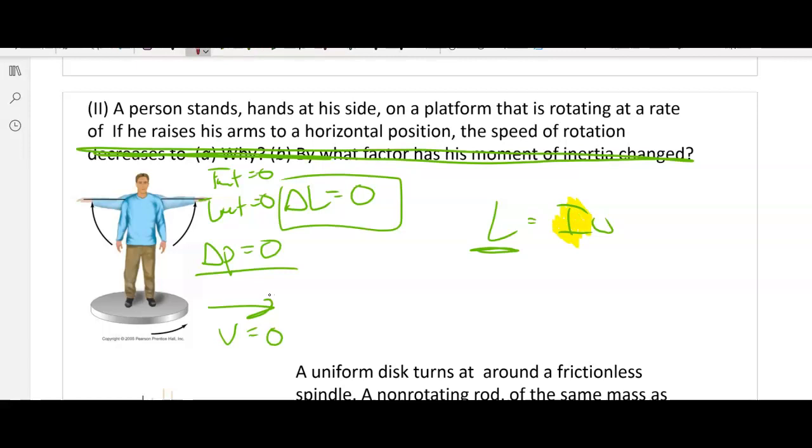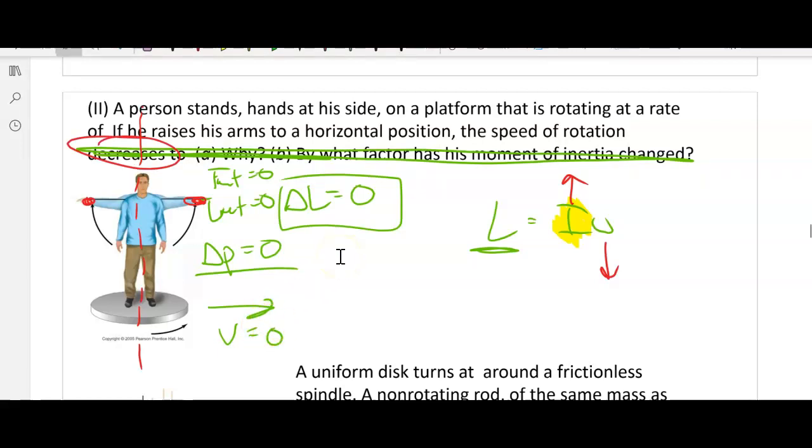So, what do you think? Does it increase, decrease, or stay the same? It should increase because there's more mass farther from the axis of rotation. Axis of rotation is like there's a line going down through him, and now he has some mass that is farther from that line. So if I goes up, omega must go down, and so that's what you could see here. It said his speed decreased.